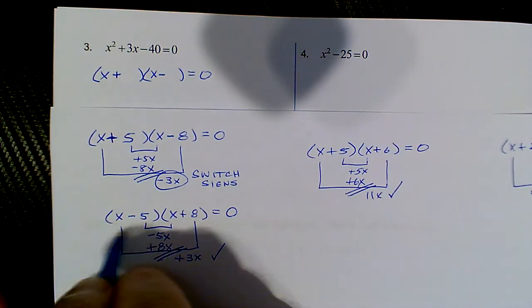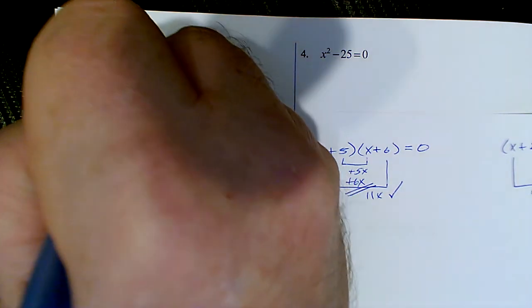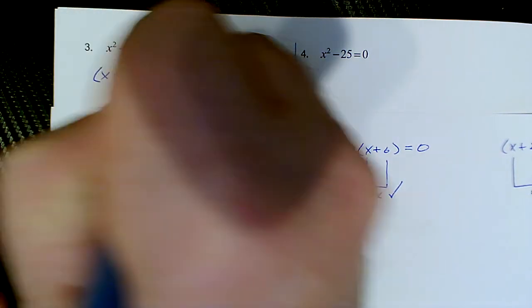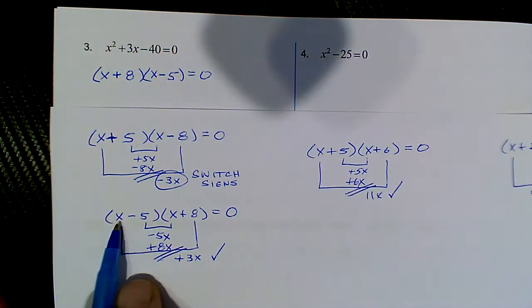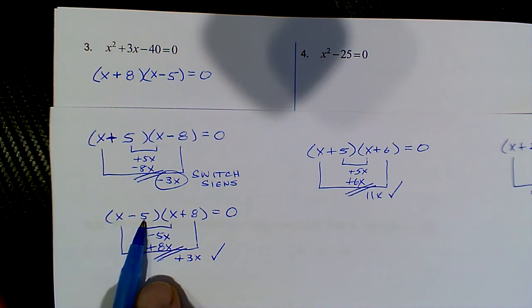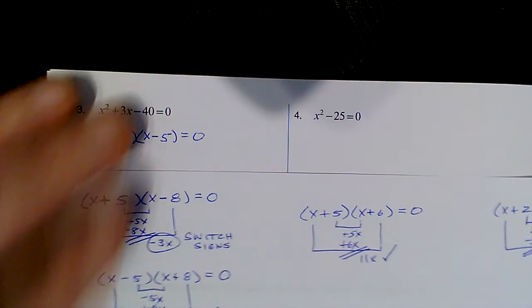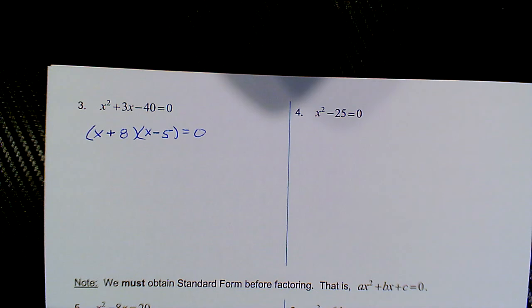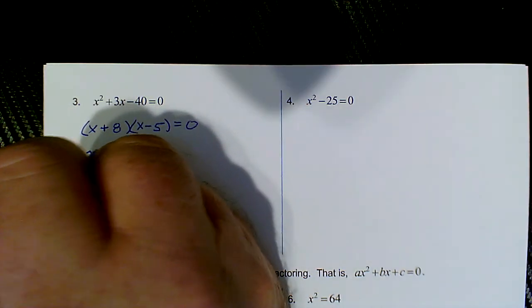So, again, the order doesn't matter. I've got it written as x minus 5 and x plus 8. I could write it here as x plus 8, x minus 5, but it does have to be a negative 5 and a positive 8. Okay, so either order. Alright, and then once we have that, that's our zero factor property again.